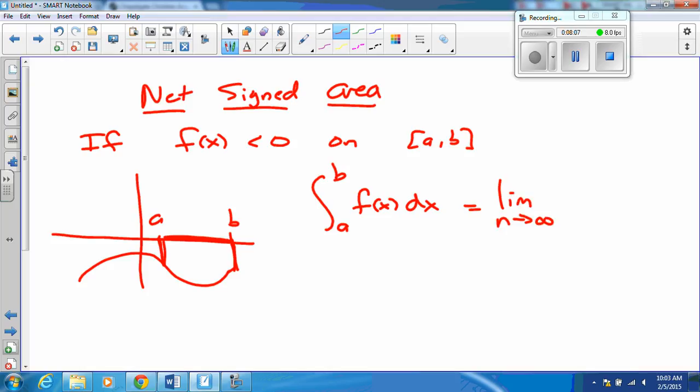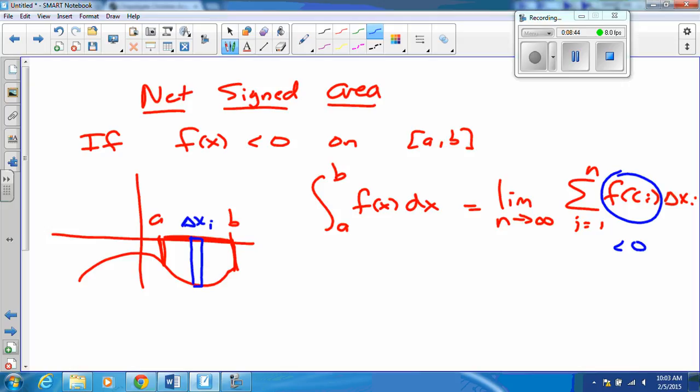And we remember that the meaning of the definite integral is the limit as n goes to infinity of the sum from i equals 1 to n of f(c_i) times delta x_i. And here's the key point. All of these values for f(c_i) are less than 0, so I'm going to be adding up a bunch of negative products right there. What do they mean?